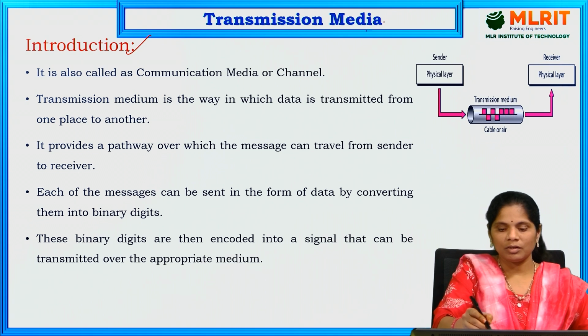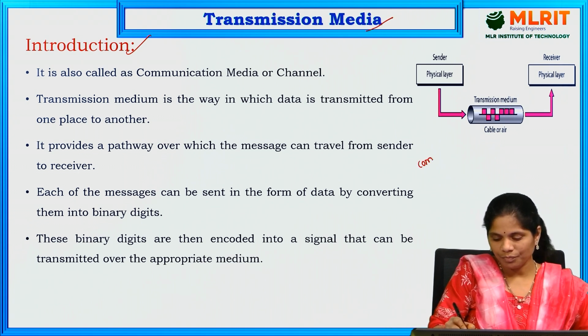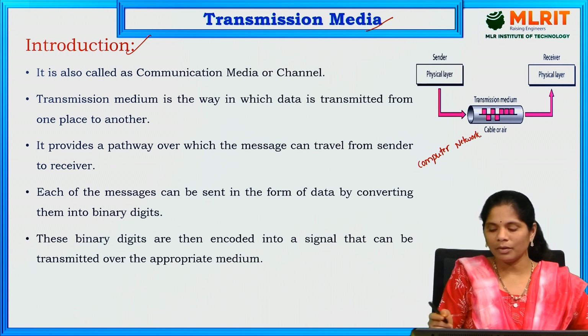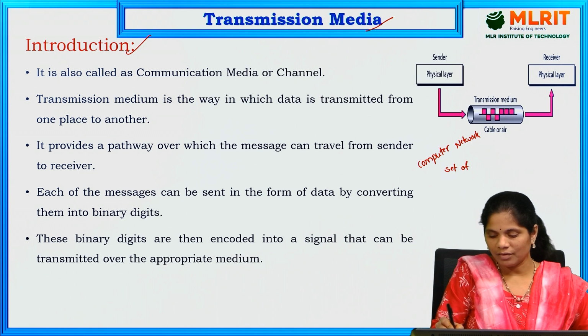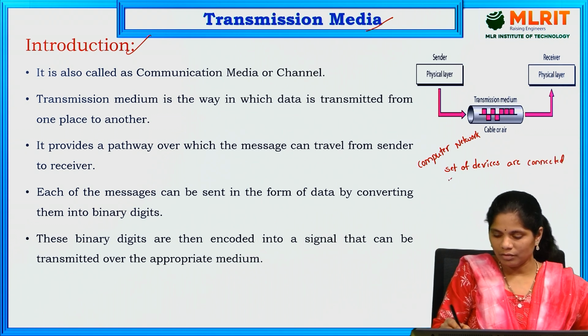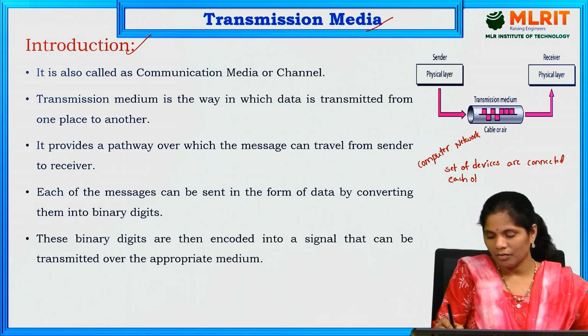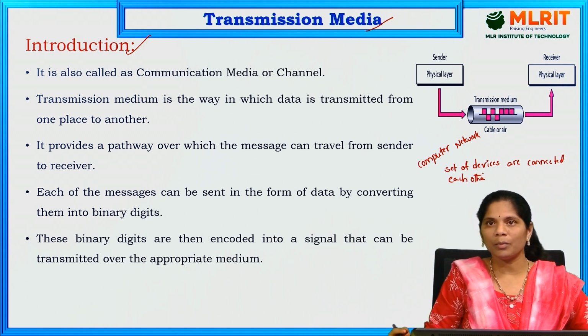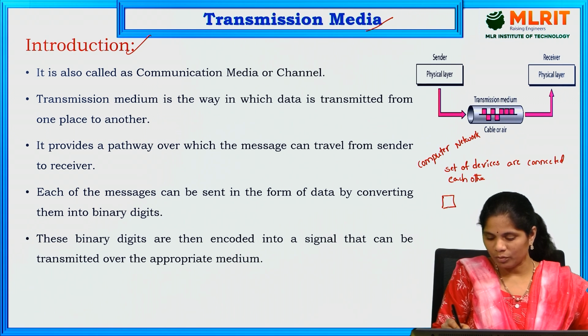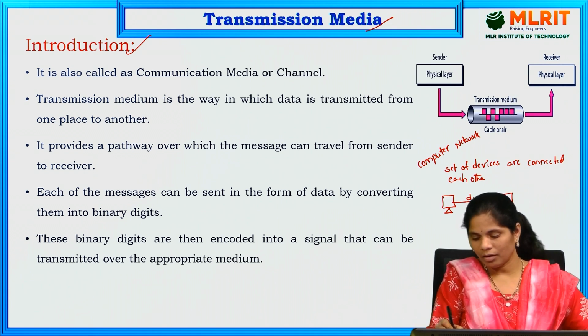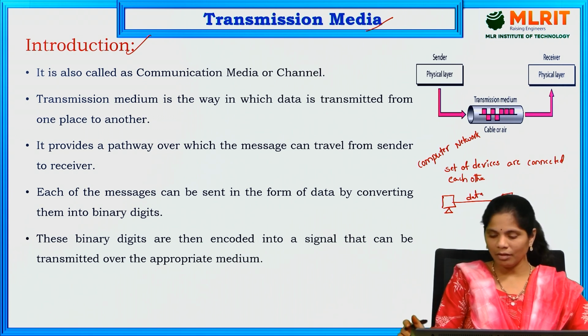Before going to transmission media, first, what is a computer network? A computer network is nothing but a set of devices connected to each other for the purpose of sharing resources, data and applications. Assume these are different computers. These devices are connected to each other for the purpose of sharing data and applications. That is the computer network.